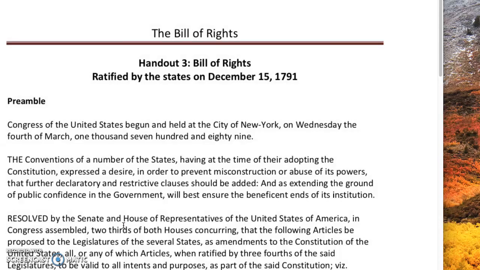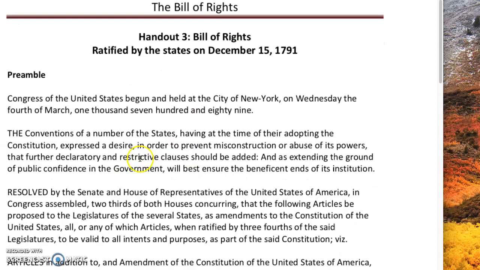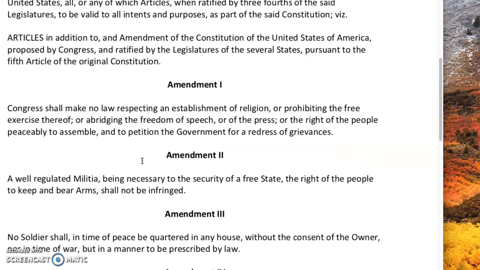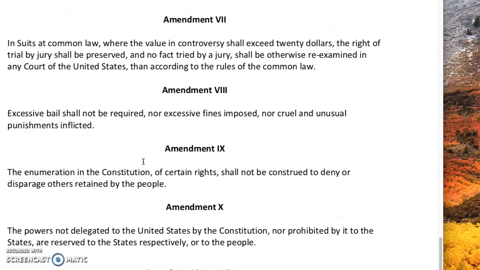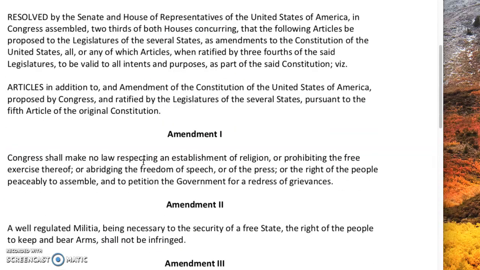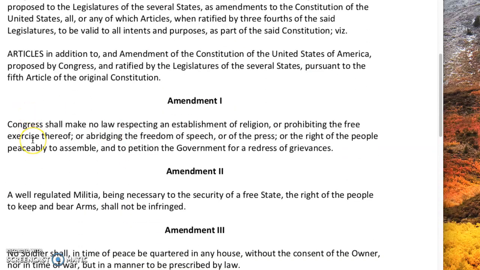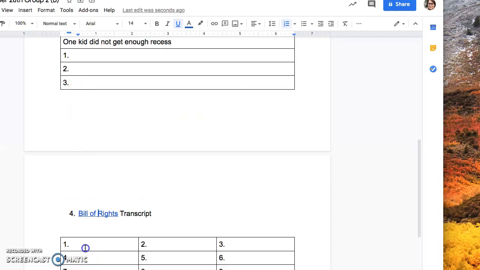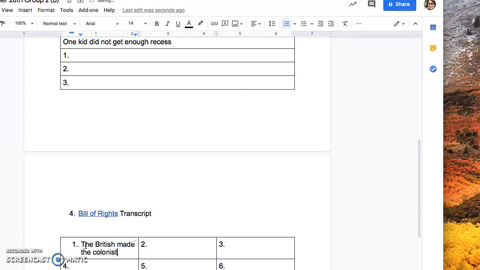So you're going to open up this PDF, and the top is just the preamble, so kind of an intro. But then we have the 10 amendments or changes to the Constitution. So let's take the first one. And this is old-timey language, so you're using your brain here. It says, Congress shall make no law respecting an establishment of religion. Okay, it's saying that the government can't make people be a certain religion. So based on that, I would say, well, the British made the colonists be one religion. Okay. So let's do another one.